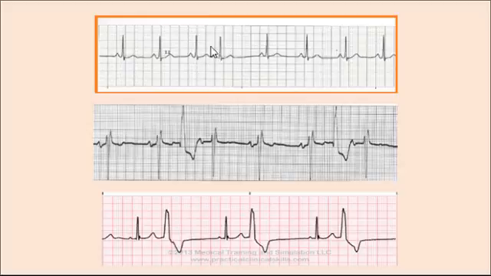Do I have a regular pattern? Yes, except for that one. Regular, regular, regular, regular. So I have some kind of sinus rhythm. My PR, if you measure, is not greater than 0.20. My QRS is not greater than 0.12. So I have a normal sinus rhythm, except with this.